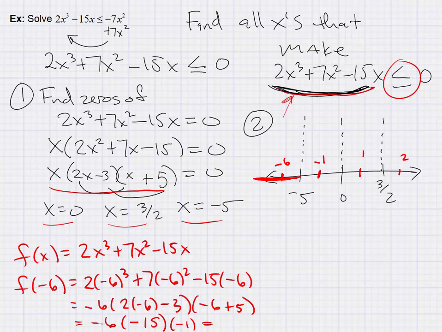So if I look at this, negative 6, negative 15, negative 1. Negative times negative gives me a negative value. So negative 6, when I plug it in, gives me a negative value. What value it is exactly is really not that important. The fact that it's negative is the important part. So when I plug negative 6 into my polynomial, I get a negative value.